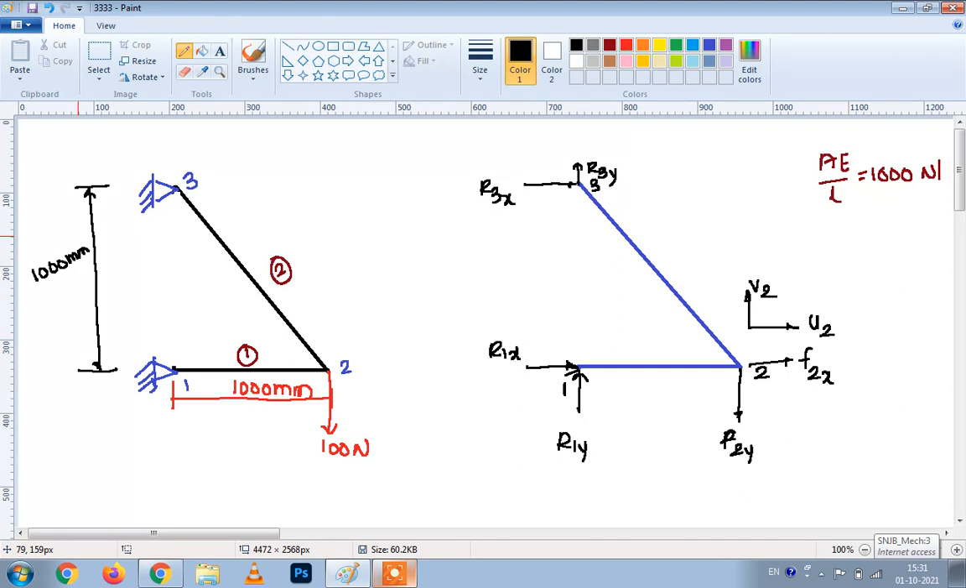So using the Pythagoras theorem, definitely we can find out the value of L2, that this particular length we can find out. So using the Pythagoras theorem, how we can find out this L2? L2 is equal to under root of L1 square, which means 1000 square, plus L3 square, which is also 1000. So 1000 square plus 1000 square, and its under root will be, please check at your end also, 1414.21 mm. This is the length of element number 2 that we are getting.